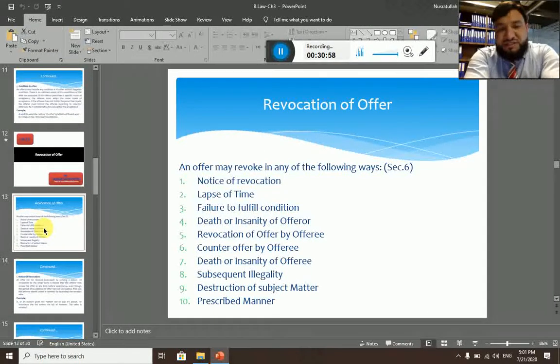Number 6 is counter offer. Counter offer is different from number 5. Counter offer is what? The opposite party is willing to come into dealing with you, but he has something else. For example, you have made an offer, he comes with another offer, so your offer is automatically cancelled or revoked. Now he has made an offer, you have to select, you have to accept or reject.